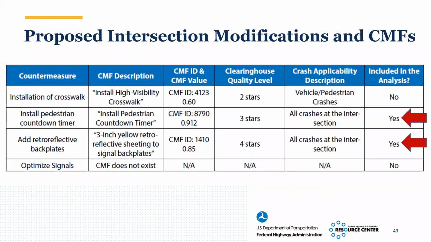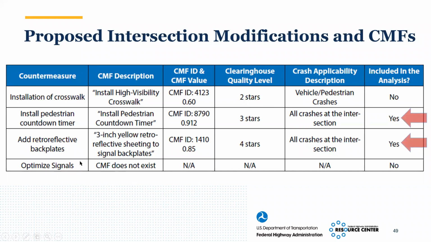To apply these changes, for some of them, the Highway Safety Manual Part C does not have a CMF. So as Mike mentioned, there are some CMFs that can be incorporated in the process as method 2. For example, for installation of crosswalk, they looked at the available CMFs from the CMF Clearinghouse, but the CMF was 2-star from the 1 to 5-star quality rating. So they decided eventually not to use them.